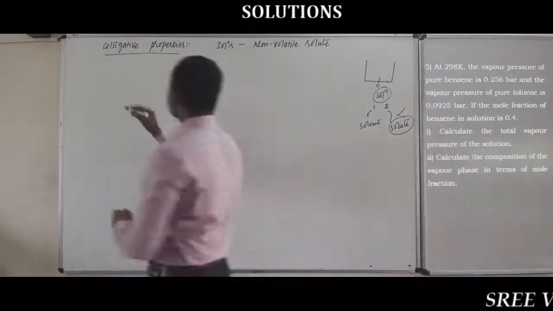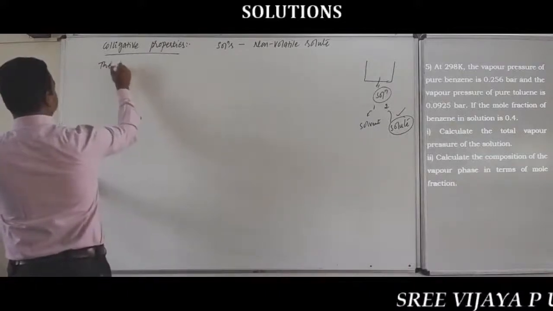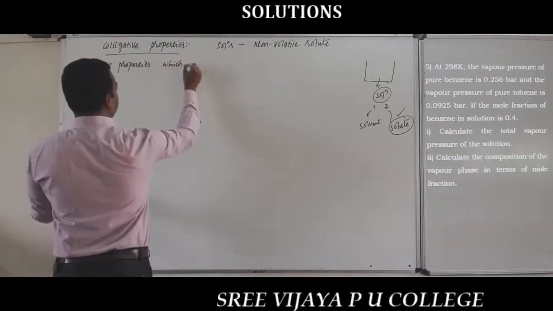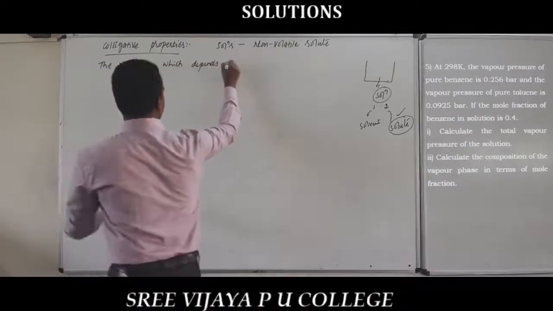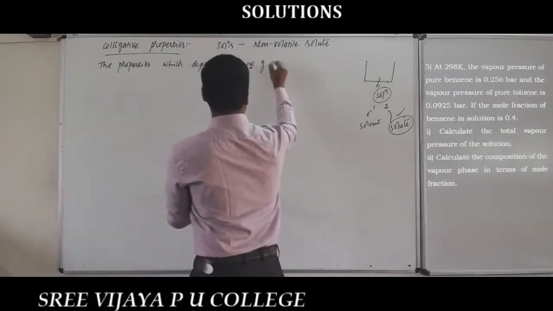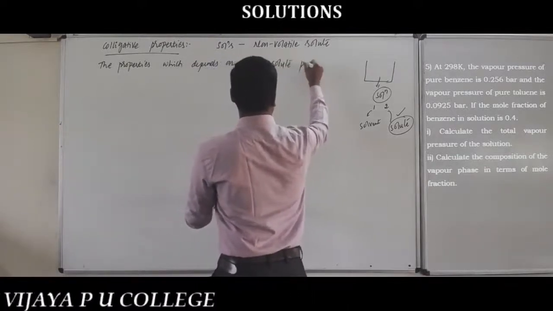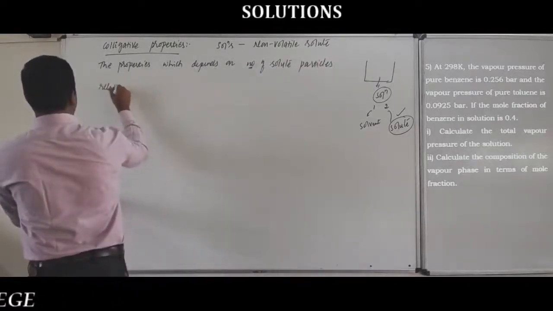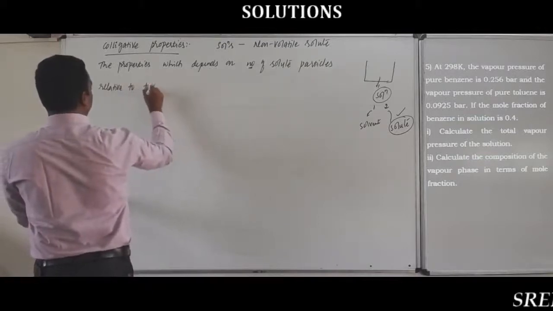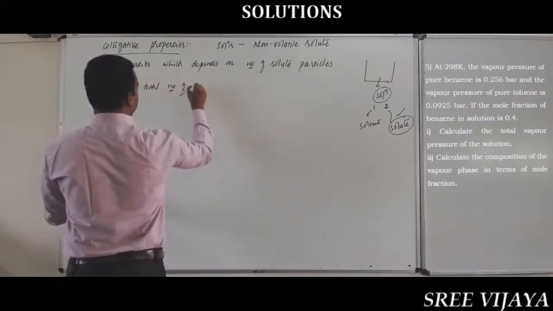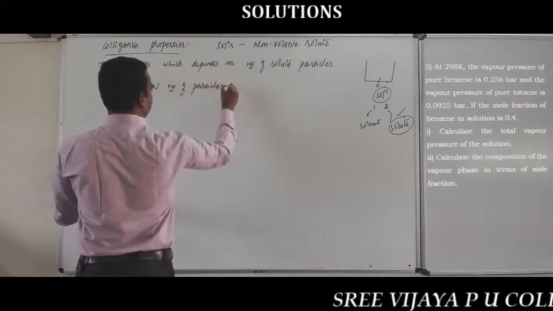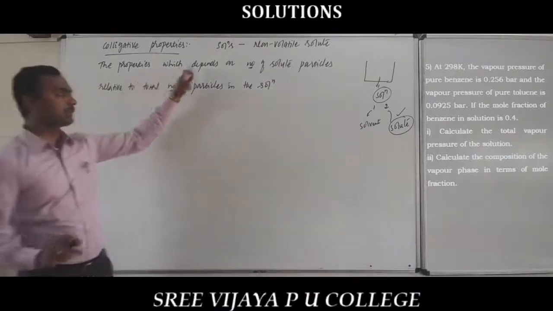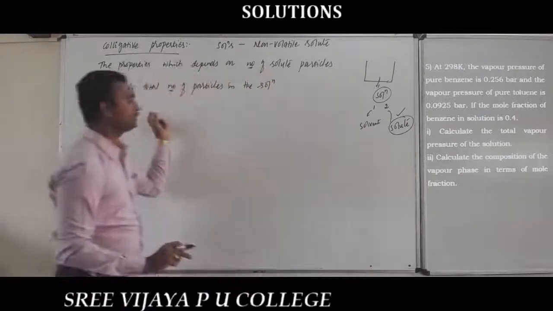So that is, the properties which depend on the number of solute particles relative to the total number of particles in the solution. Notice the properties that depend on the number of solute particles relative to the total number of particles.